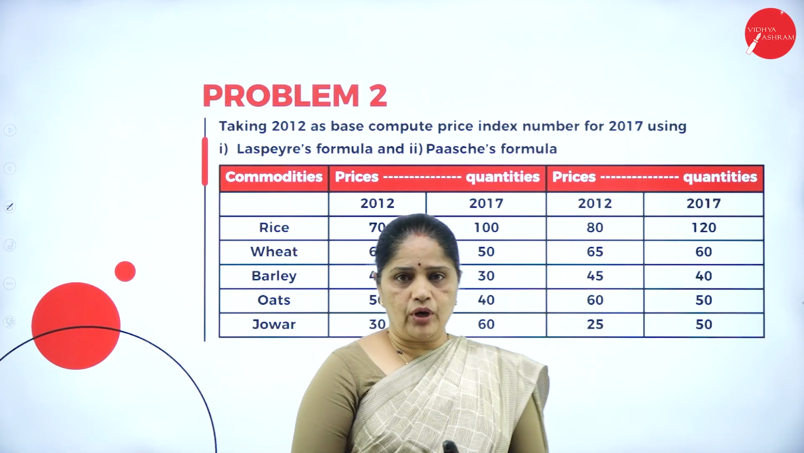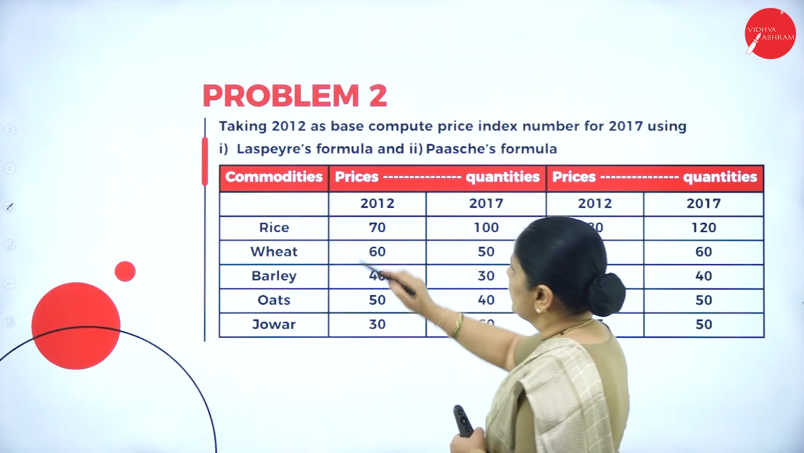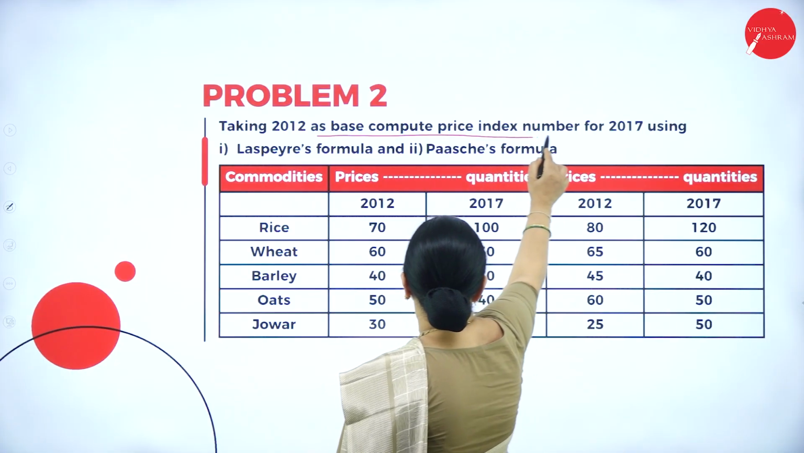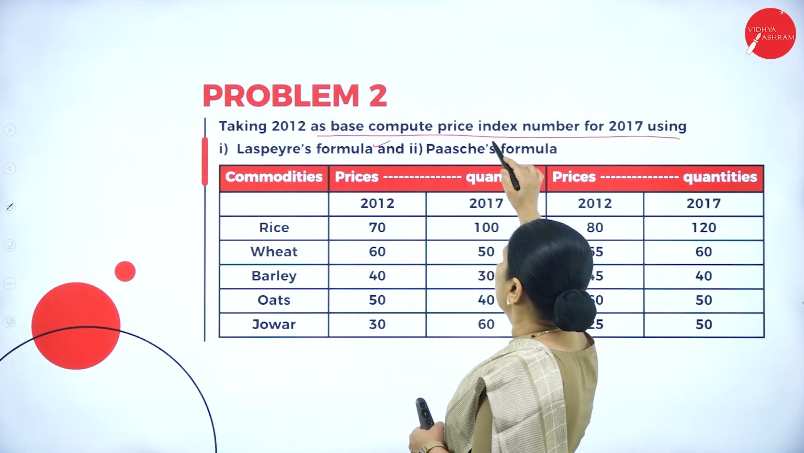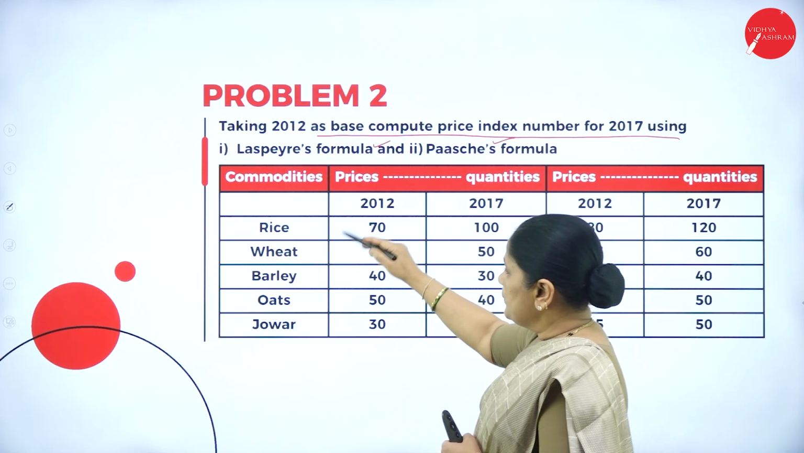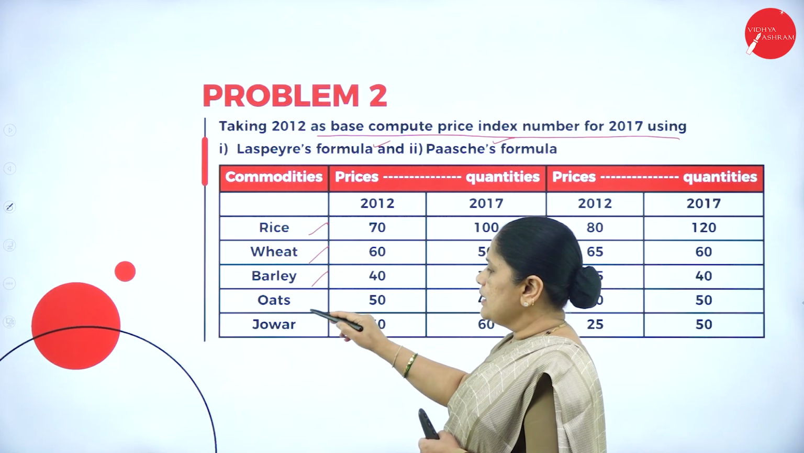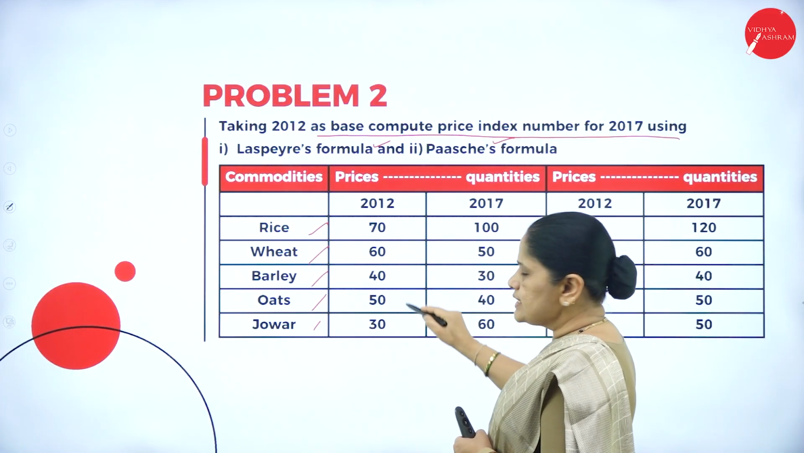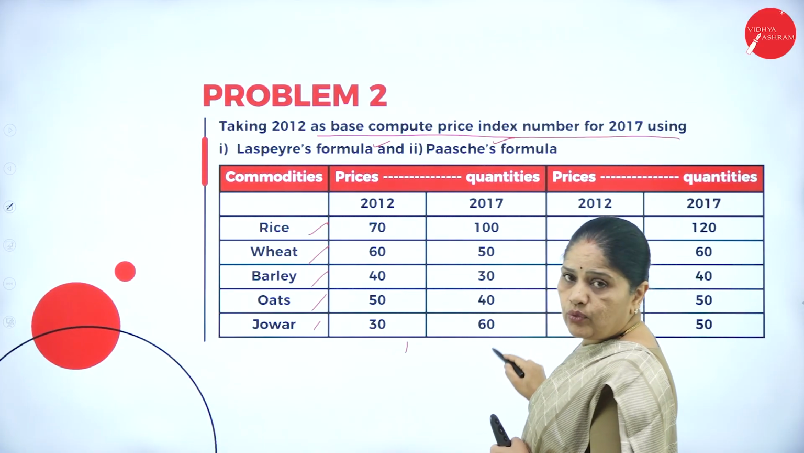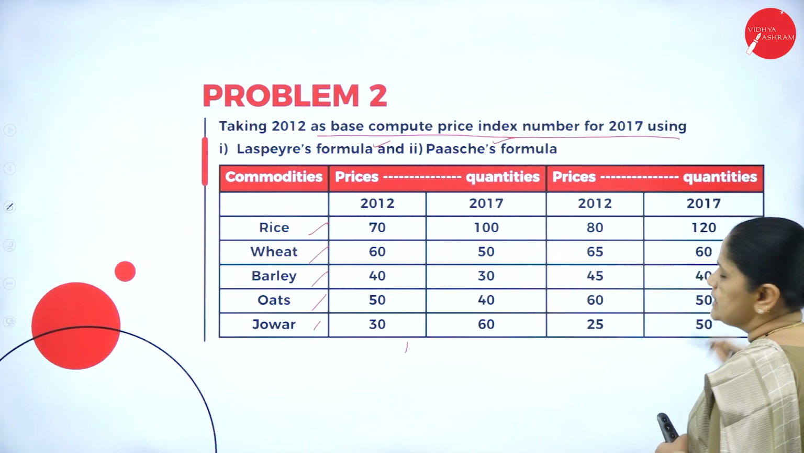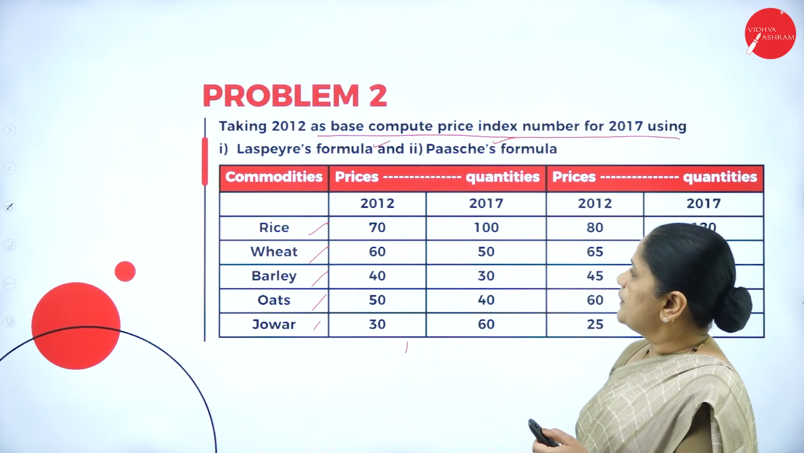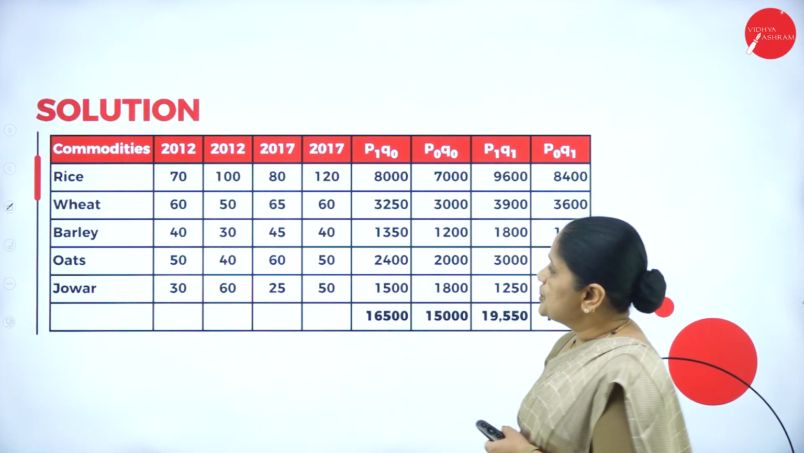Okay, so we have a problem here. Problem number 2: taking 2012 as the base, compute price index number for 2017 using last year's formula and purchase formula. Here we have the rice, wheat, barley, oats and jowar, and these are the prices and quantities for the base year, and here we have the prices and the quantities for the current year. Now we have the solution here.